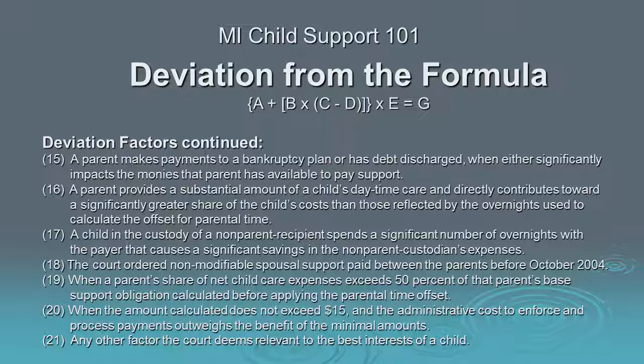The court ordered non-modifiable spousal support. A parent's share of net child care expenses exceeds 50% of that parent's base support obligation. The amount calculated does not exceed $15 per month, and any other factor the court deems relevant.